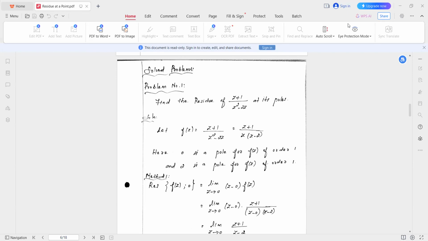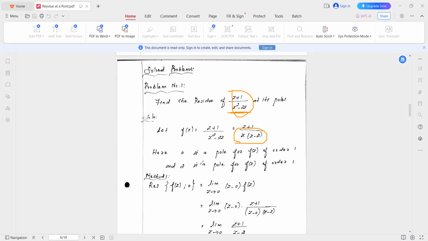First, let us find the poles of the given function. Let f of z be (z plus 1) by (z square minus 2z). Since z is common in these two terms, we take z outside, and the remaining term is z minus 2. So here we have z minus 0 into z minus 2. What are the poles? 0 is one pole and 2 is another pole.